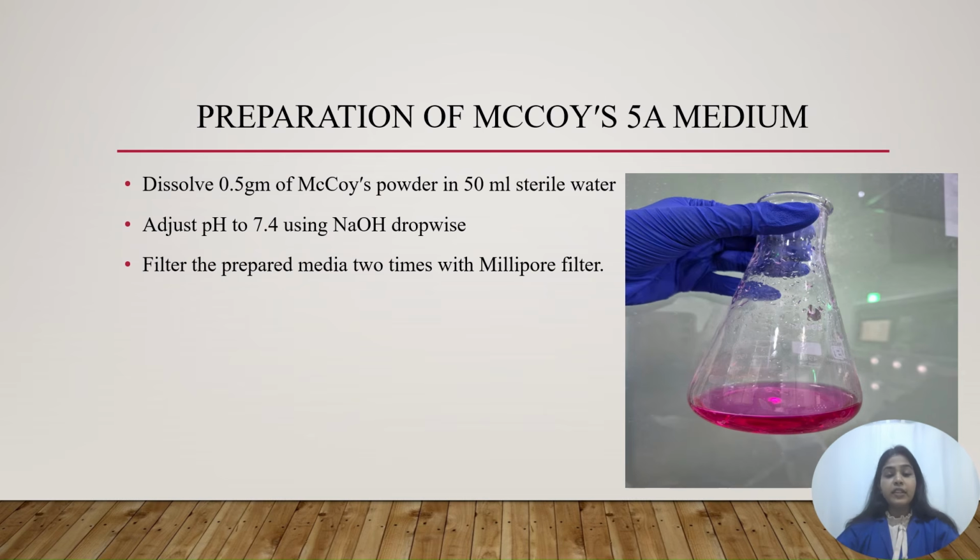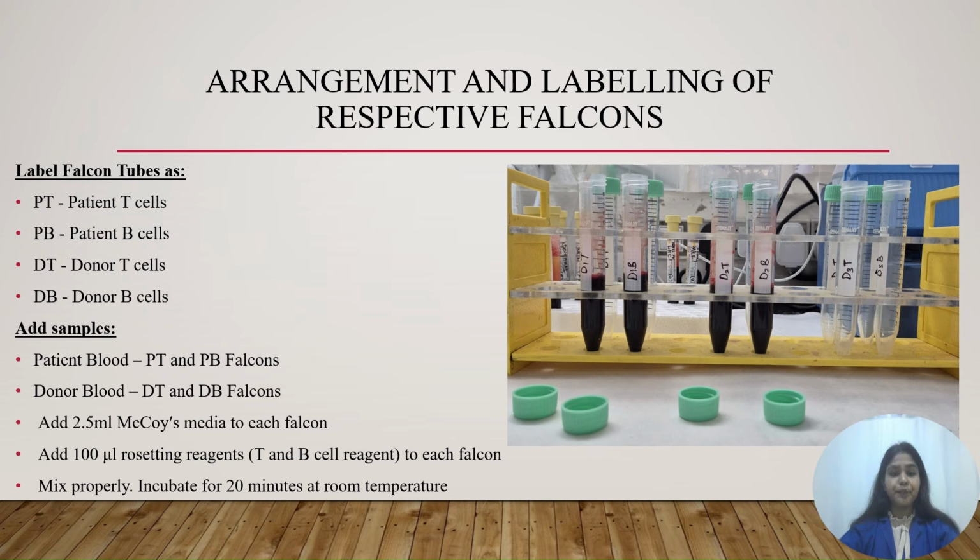Here is the initial step of the test, that is the preparation of McCoy's 5A medium. We will dissolve 0.5 grams of McCoy's powder in 50 ml sterile water. We'll adjust the pH to 7.4 using NaOH dropwise. We'll filter the prepared media 2 times with the millipore filter to avoid any kind of contamination in our test. As CDC is known as the mini transplant, we cannot bear any chance of contamination there.